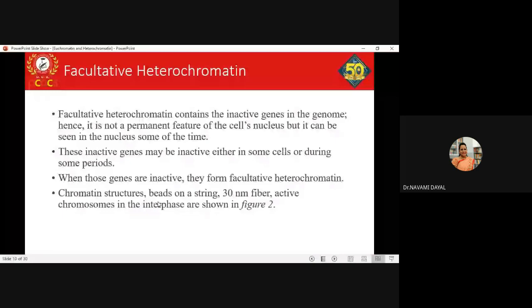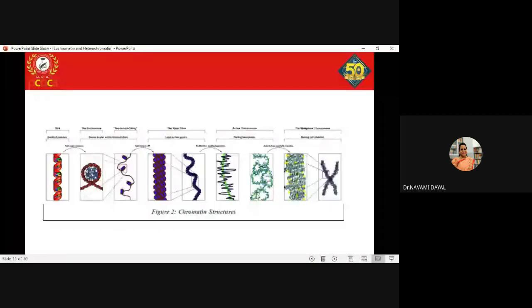the beads on the string, and the entire fiber can be seen here. So this is loosely packed DNA in a double helical structure. When it binds to histone, it slowly starts condensing and forming a bead-like appearance. These individual beads are called nucleosomes. Further compaction takes place into the string, to form chromatin.